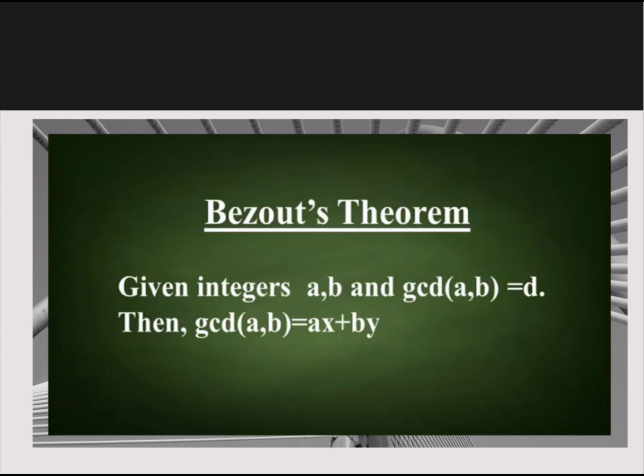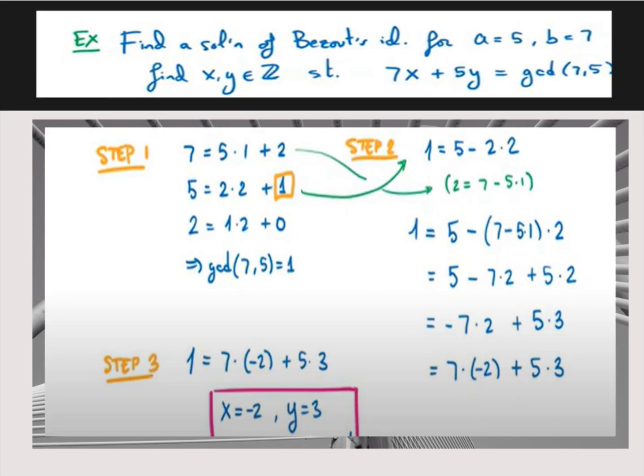Now let us have here an example of Bezout theorem. So, given integers a and b, GCD of a and b is equal to ax plus by, or the combination equation. Okay, so let us have here an example. Find the solution of Bezout identity for a equals 5 and b equals 7. So let us find the integers x and y such that 7x plus 5y is equal to the GCD of 7 and 5.